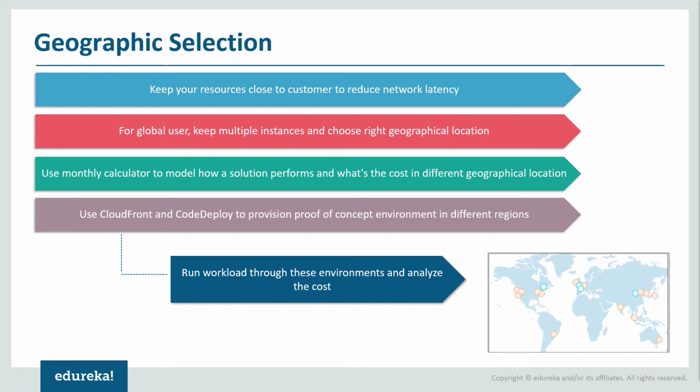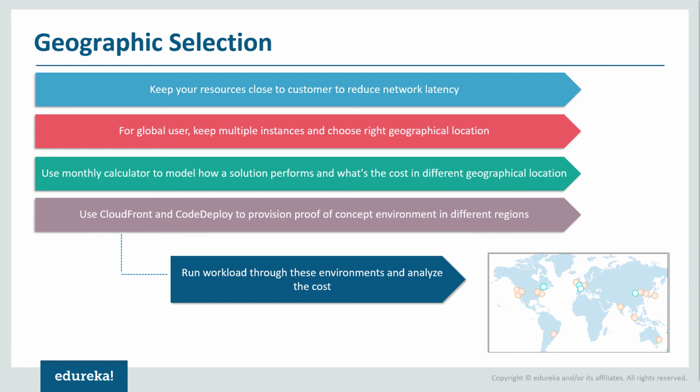I can have multiple instances at multiple geographic locations based on the right location, right people. Try to use the monthly calculator to model solutions in different geographic locations. If you have less business, don't go ahead and put more servers there. Try to use CloudFront and CodeDeploy so that you can actually provision proof of concept environments in different regions based on your customers.